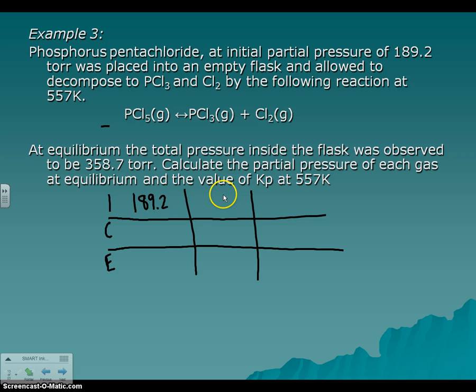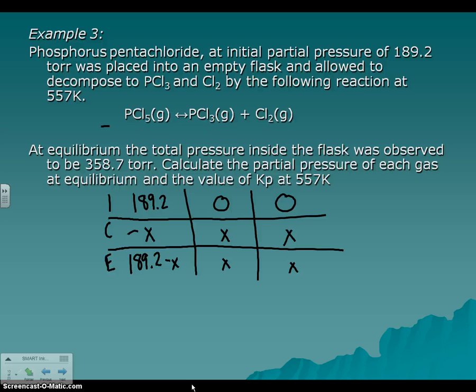My initial concentration of the PCl3 and the chlorine is 0 because the reaction hasn't taken place yet. How is this going to change? Well, the reactant side will go down. How much, I don't know, so that's going to be X. These sides will go up by positive amounts, so we'll call those X. At equilibrium, I have 189.2 minus X, and these are positives.